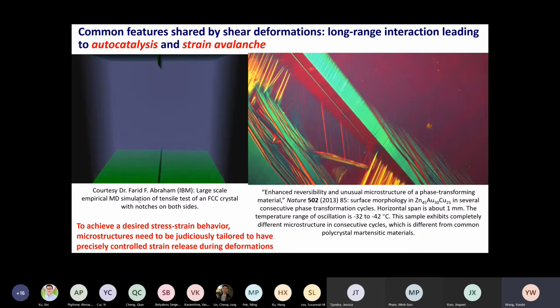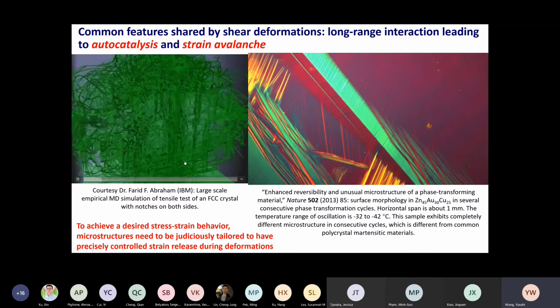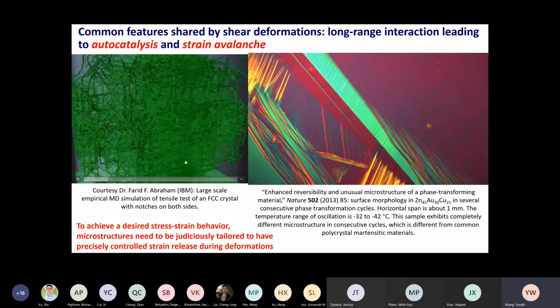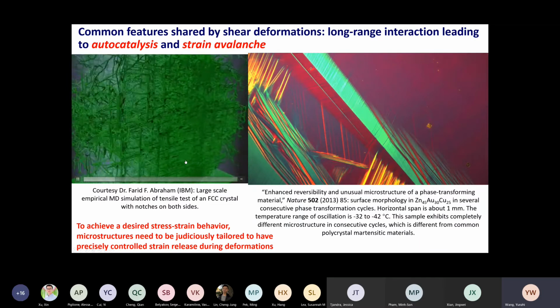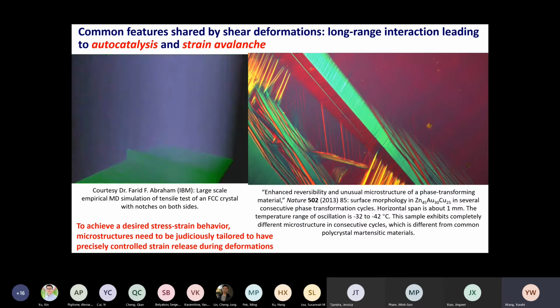This was done by Farid Abraham from IBM before he retired. I have a tensile bar, and I just created two notches on the top and bottom surface. When you start to apply a tensile load, you can see you generate a plume of dislocations. You're going to have an avalanche of dislocations, which occurs very fast, and then you start the work hardening and so on and so forth.